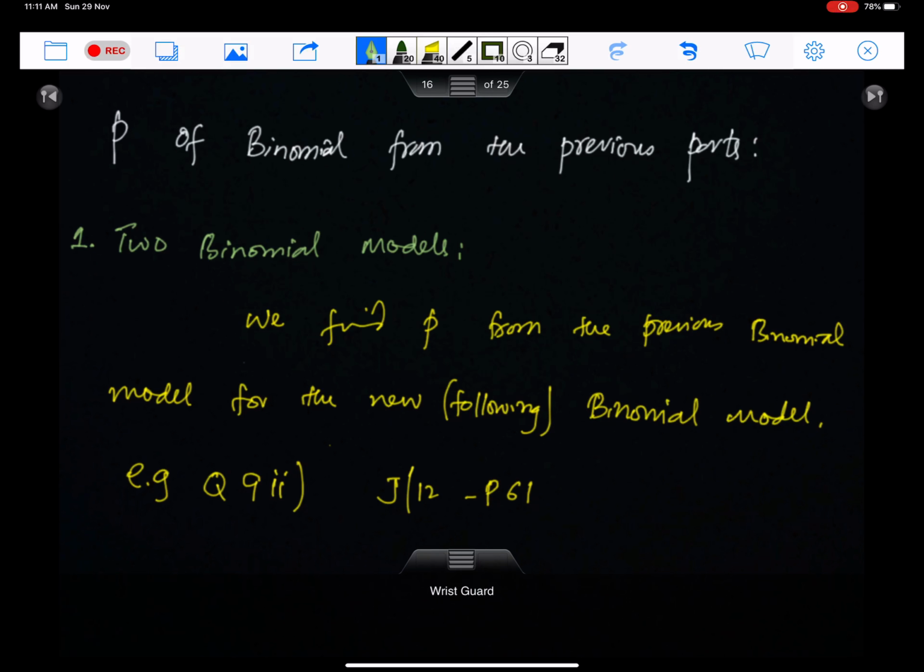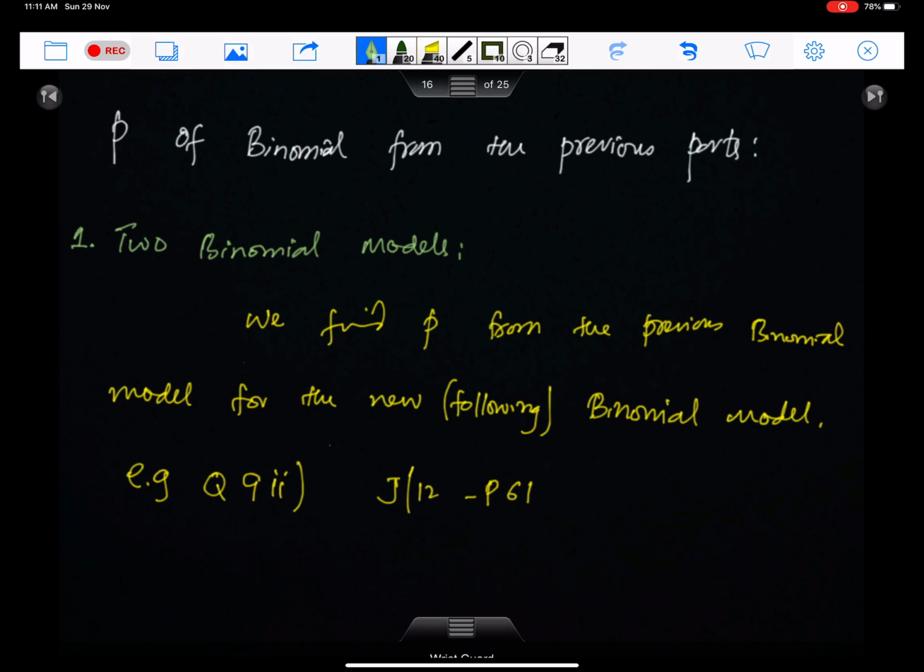Now this is a new situation, a very important thing in binomial distribution. This is basically the p of binomial from the previous parts. Here we have some cases, like this is case number 1. Sometimes we have two binomial models and we find p from the previous binomial model for the following binomial model. An example of this is June 12, paper 61, and in my worksheet it's 9 part 2. Now let's discuss this thing.